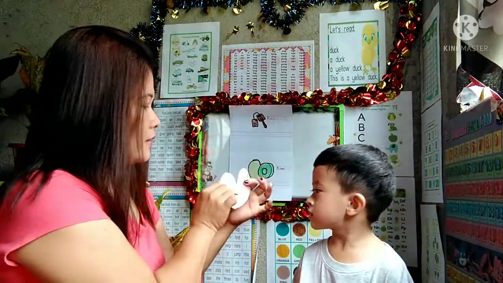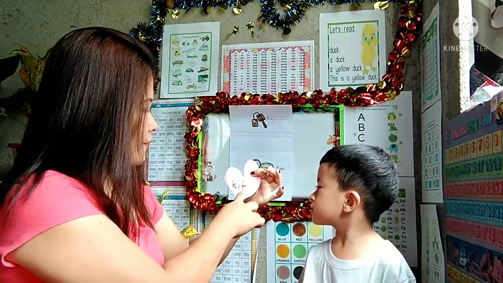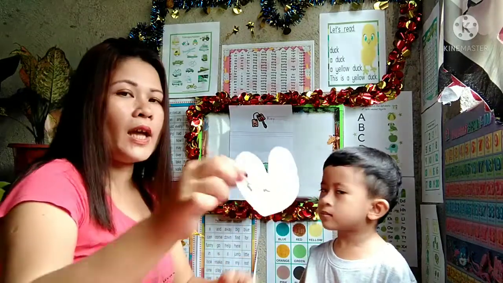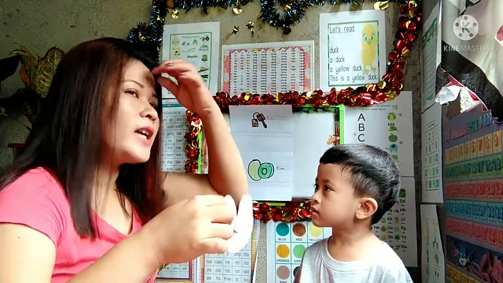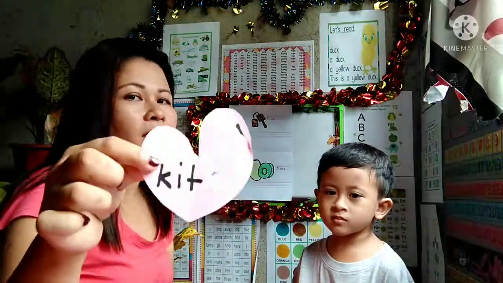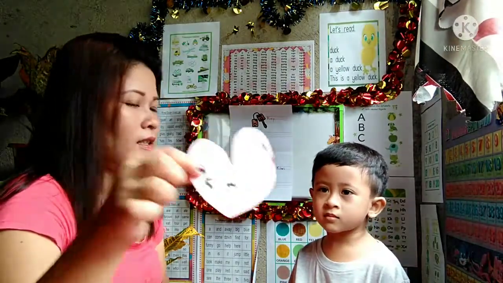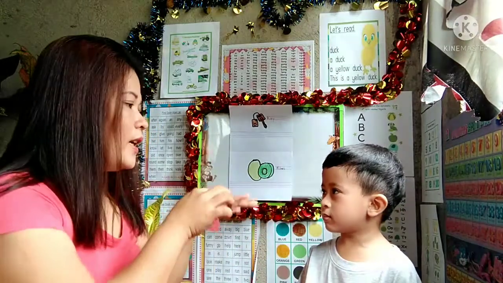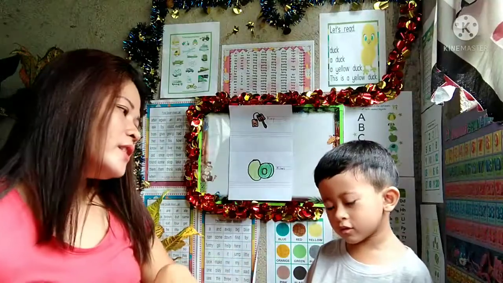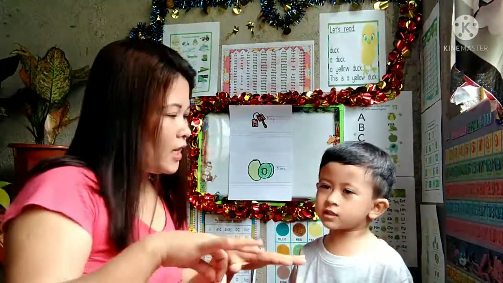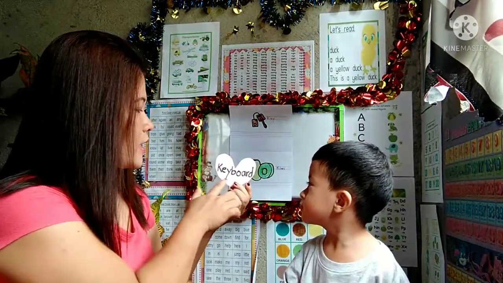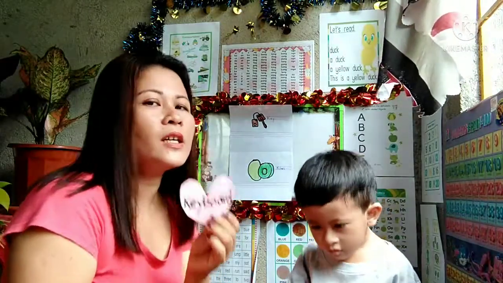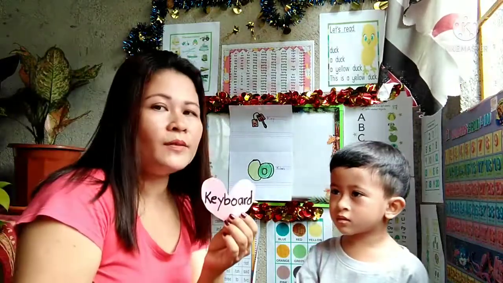How will you read that one? Okay, kit. K is for kit. Next one. This one is a keyboard. K is for keyboard. So the word keyboard starts with letter K, and the sound of the letter K is... again. What is the sound of the letter K?